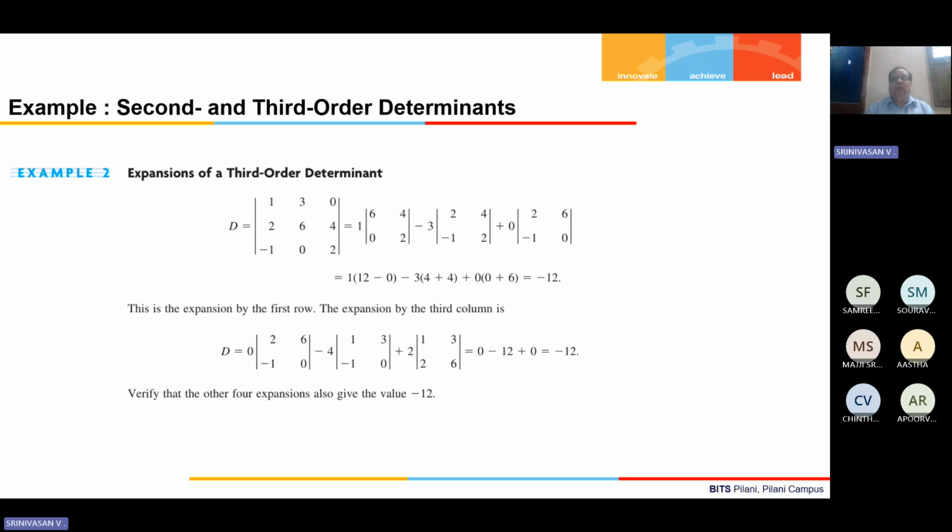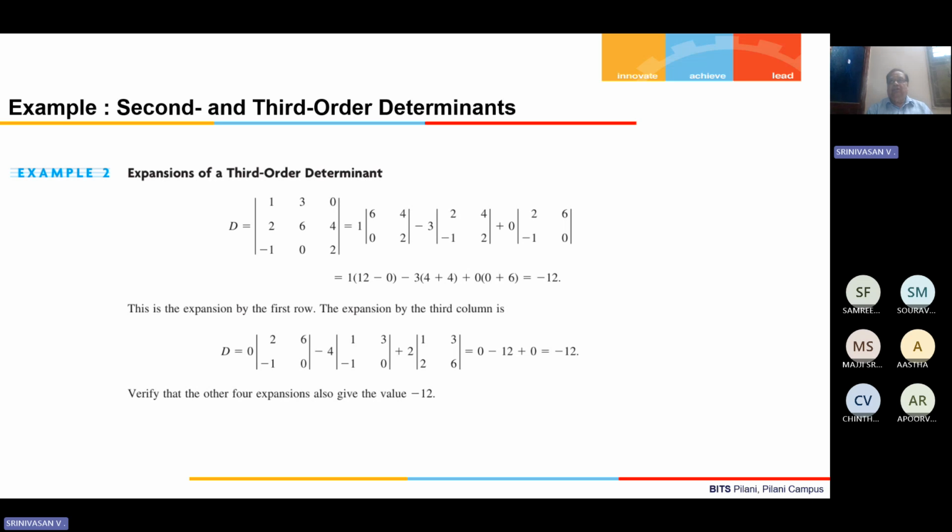So this is how we expand a 3 by 3 determinant. Now 1 into, you know how to expand a 2 by 2 determinant, 6 into 2, 12, minus 4 into 0, 0. Minus 3 into 2 into 2, 4. Look at this, minus 4. There is minus in your formula and this product is -4, so +4.